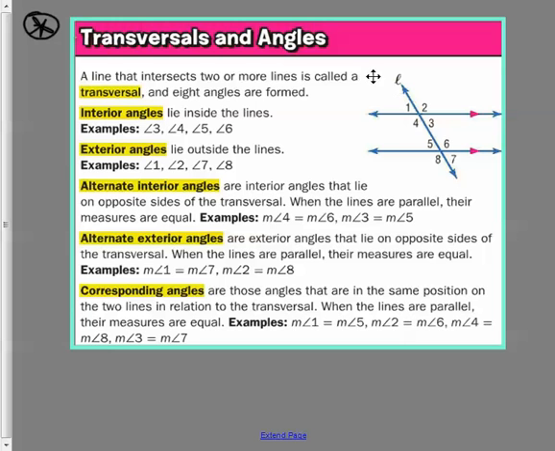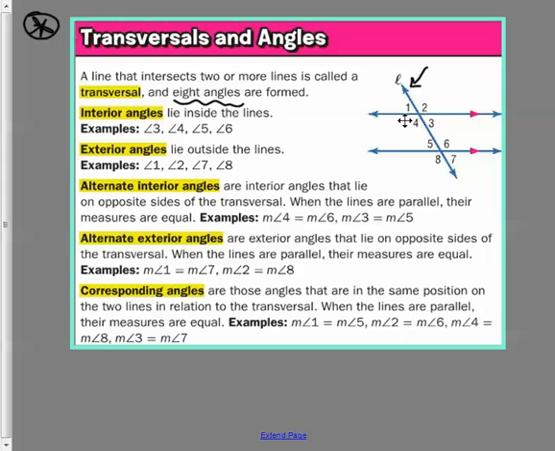Okay, so a transversal is this line right here. It cuts two parallel lines, and they form these four angles on each line. So a total of 8 angles are formed by a transversal. The interior angles, for example, 4, 3, 5, and 6, are these angles inside the parallel lines, while the exterior angles, 1, 2, 8, and 7, lie outside of the parallel lines.